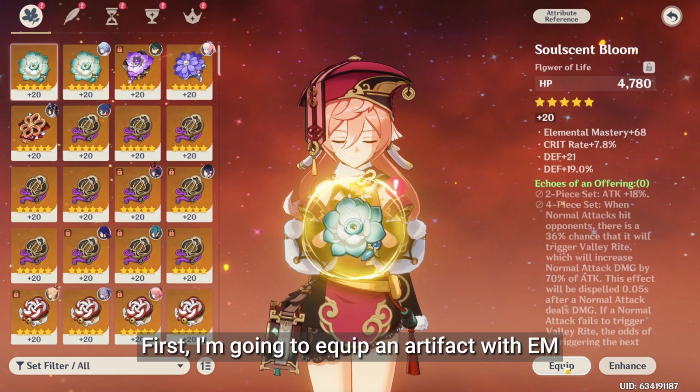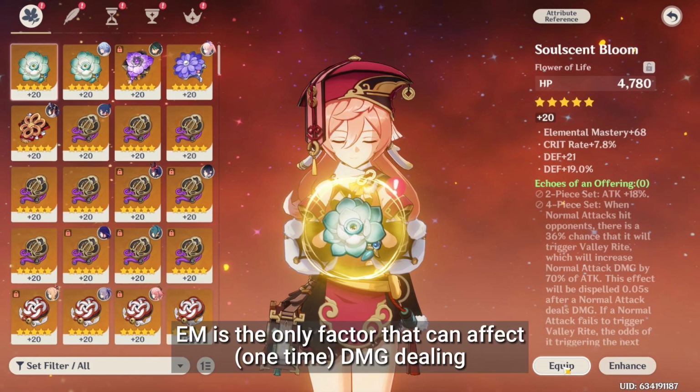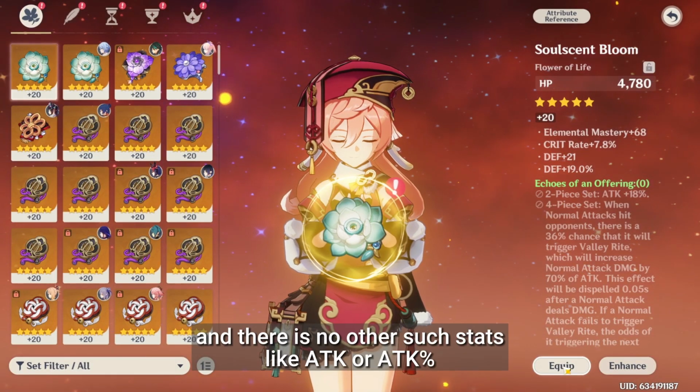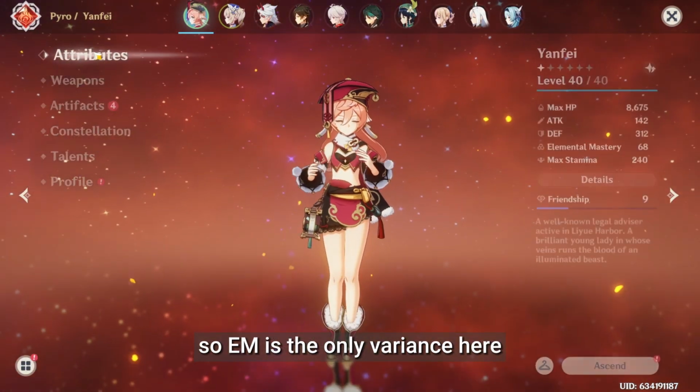First, I'm going to equip an artifact with EM as the only combat effective stat on Yanfei. We can see that on this flower, EM is the only factor that can affect damage dealing, and there is no other such stats like attack or attack percentage, so EM is the only variance here.